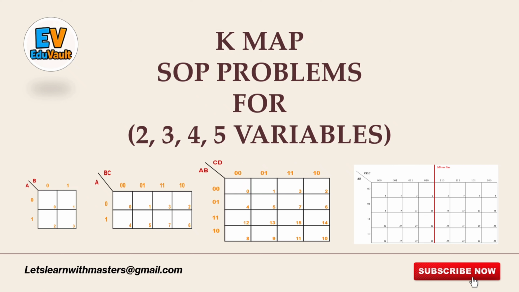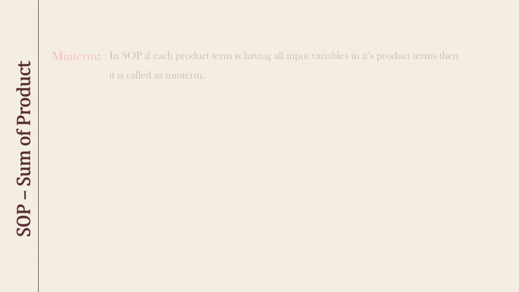In this video, we are going to solve the K-map SOP problems from 2 variables up to 5 variables. Before getting into the problems, we must understand some of the definitions. The first definition is about minterm.